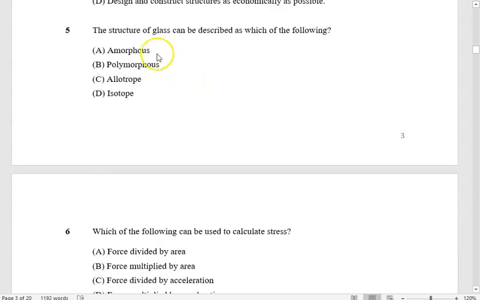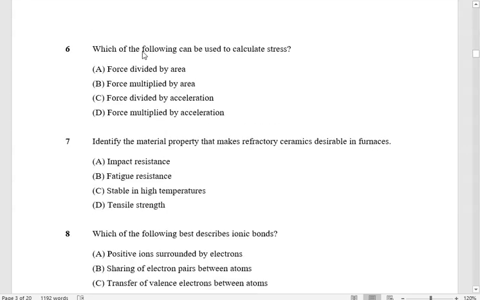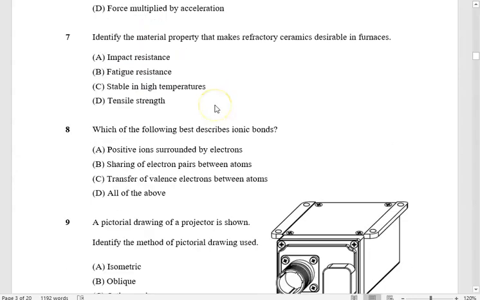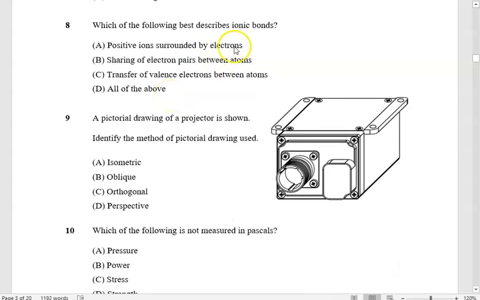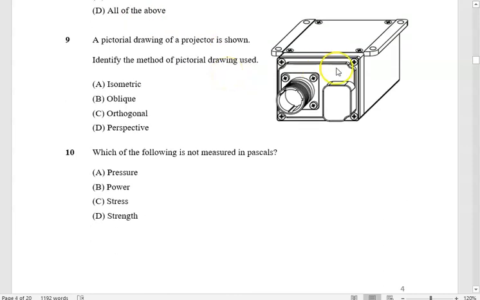Which of the following is glass? Glass is an amorphous solid. It's non-crystalline. Which of the following can be used to calculate stress? Stress is equal to force divided by area, A. Refractory means stable at high temperature. Which of the following is ionic bonds? It's the transfer of valence electrons.